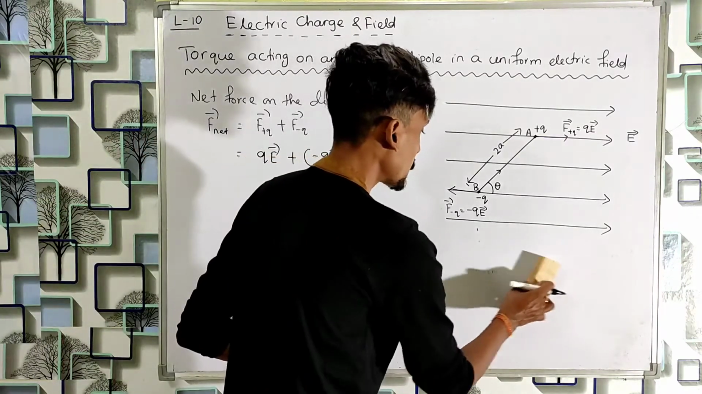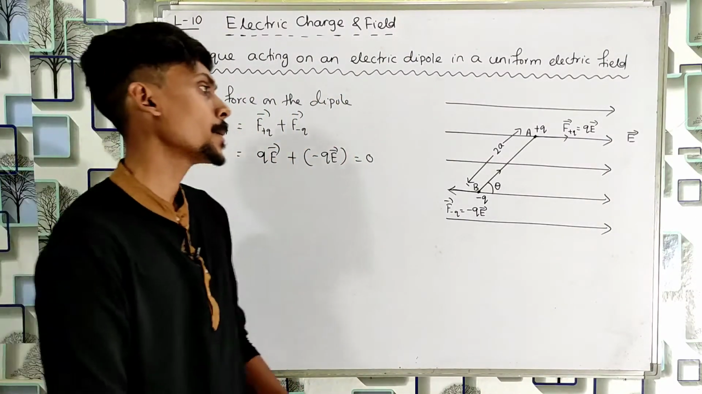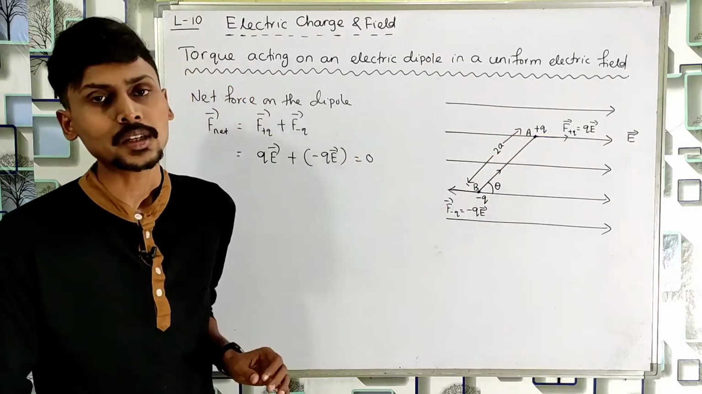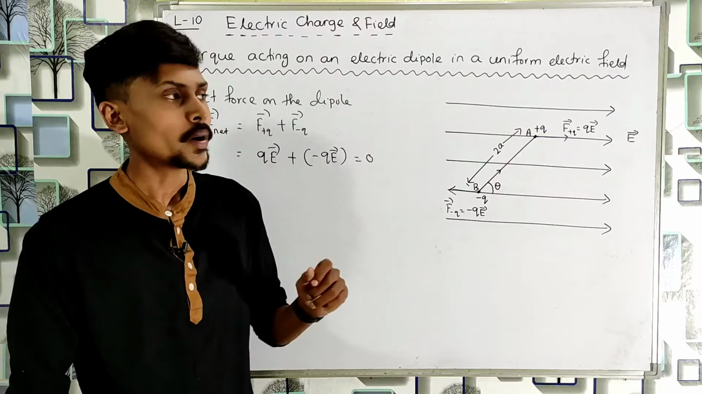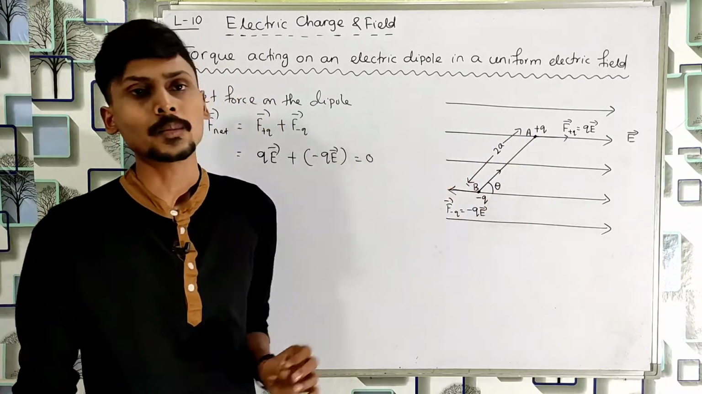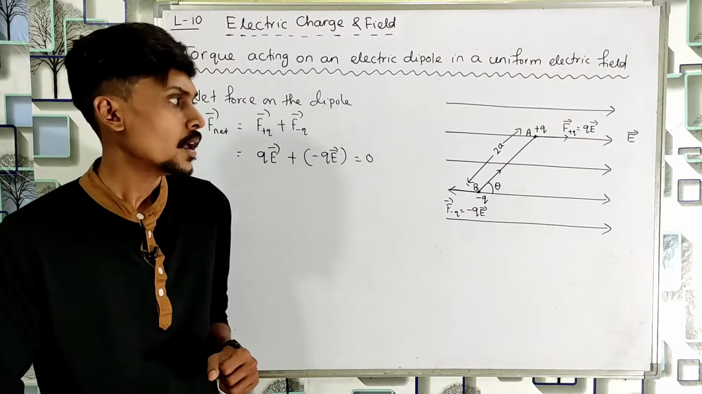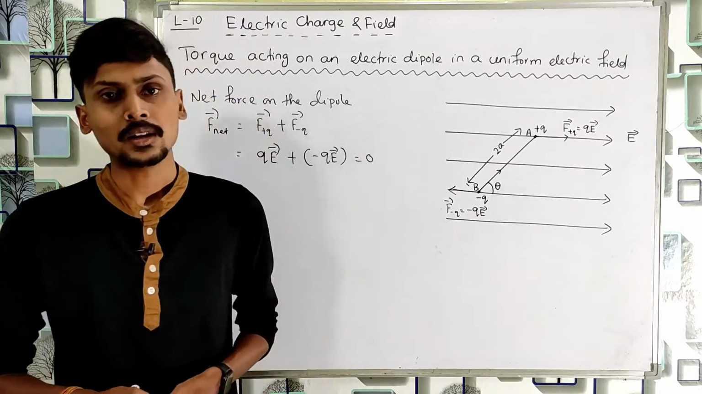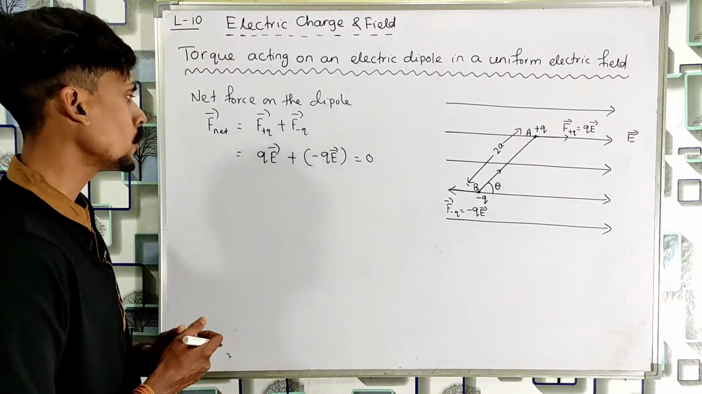So you can see that on the dipole, two equal and opposite forces are acting, and these two forces don't have the same line of action. That's why these two forces will form a couple, and they will exert a torque on the dipole. So what is the formula to find the torque acting on the dipole?